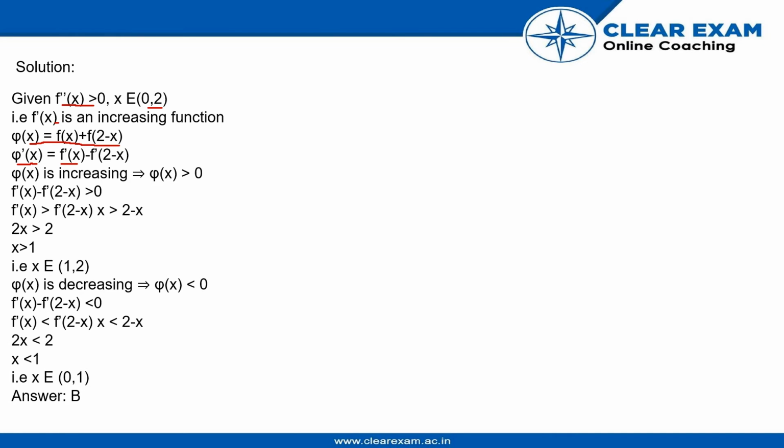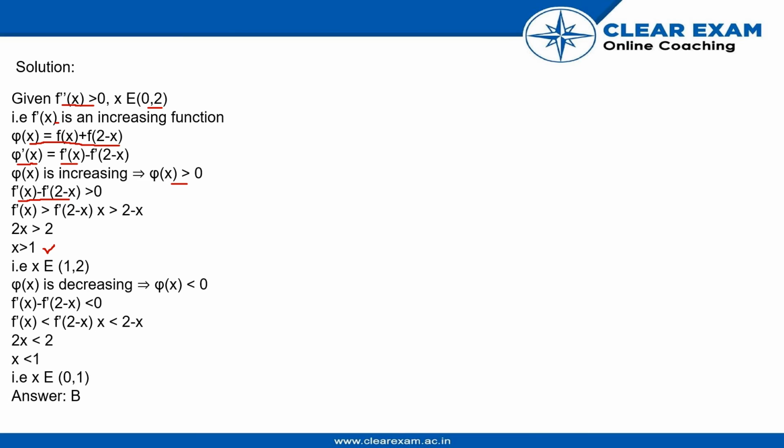and for phi x to be an increasing function we'll consider phi dash x to be greater than 0, and then we have calculated the value of phi dash x. We'll put down this value, and on solving we'll get x greater than 1. So we can conclude that x belongs to (1, 2) when phi x is an increasing function.